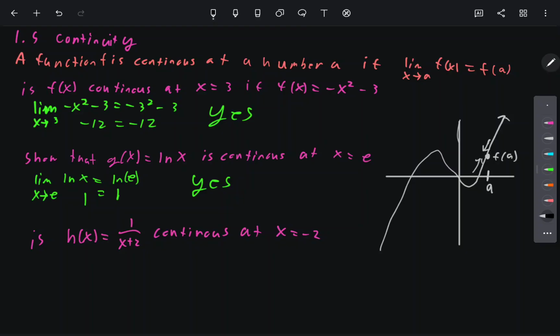Continuing on, well, we can take the limit. I don't want black. Black is a horrible color for this.